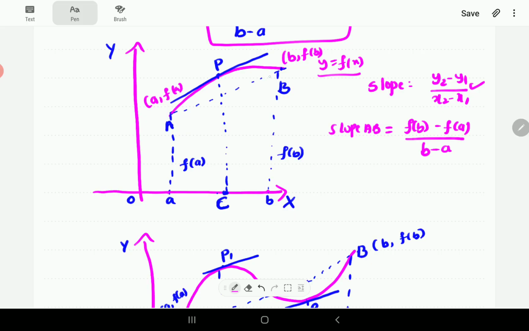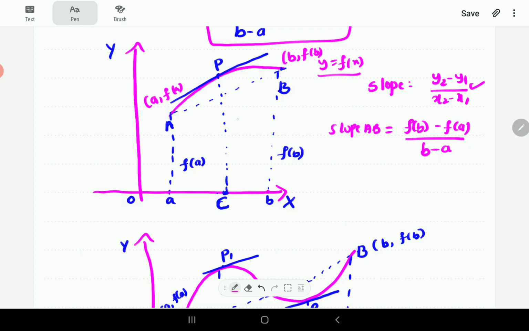Also, f is derivable on the open interval (a, b). Therefore, at every point between a and b, the curve has a unique tangent. For example, at any point you consider between A and B, the curve has a unique tangent. So it is evident from the figure that there is at least one point between A and B at which the tangent is parallel to the chord AB.